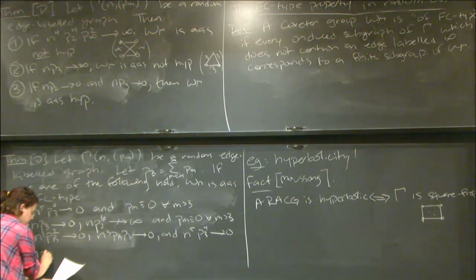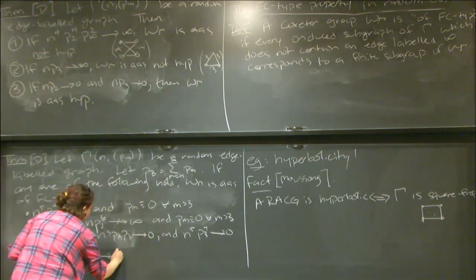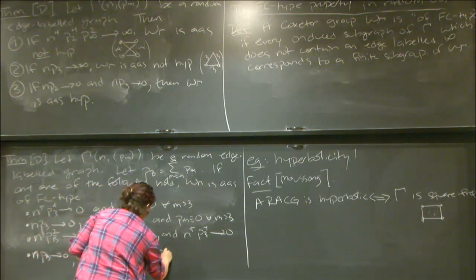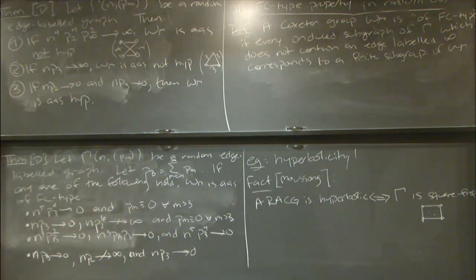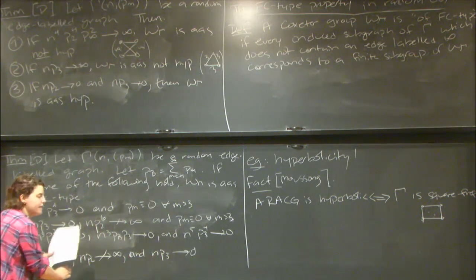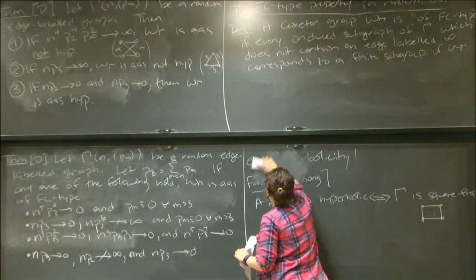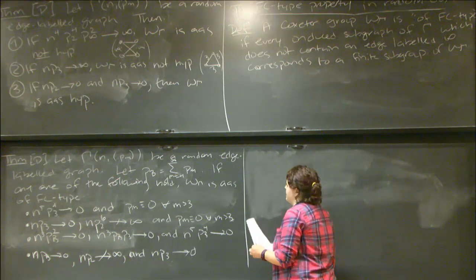If n p_b goes to 0, n p2 does not go to infinity, and n p3 goes to 0, then it's going to be asymptotically almost surely of FC type. So this is half of the theorem, and then the other half, maybe I'll write that down first, and then I'll try to wave my hands at some of this if it's not too late by that point. So the other half of the theorem is when it's not FC type.